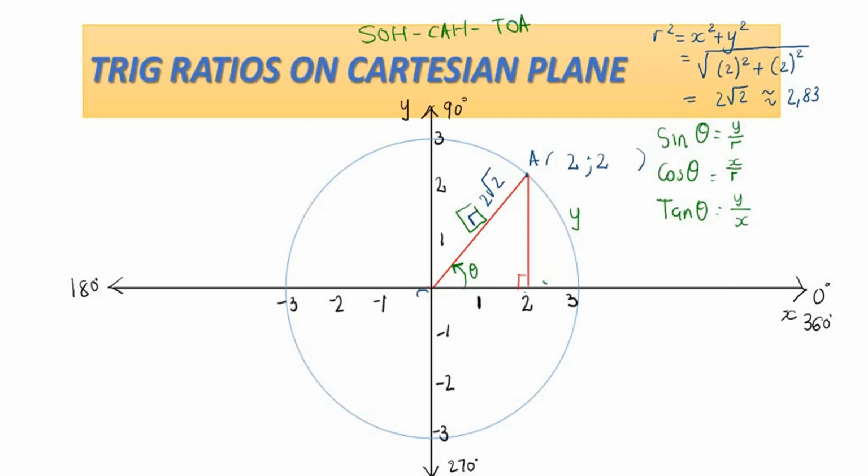Okay guys, so let us have a look at why we are taught that in the first quadrant. So let's just label our quadrants. This is our first quadrant, and they use Roman numerals to label our quadrants, right?